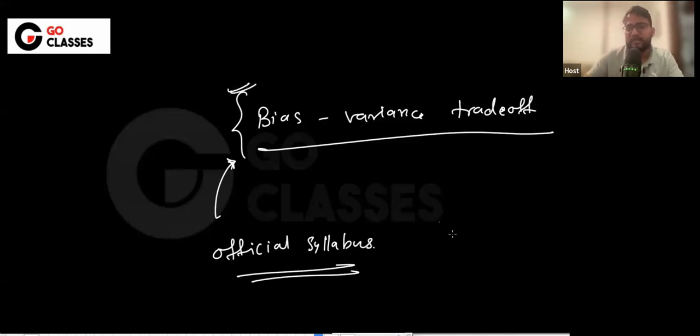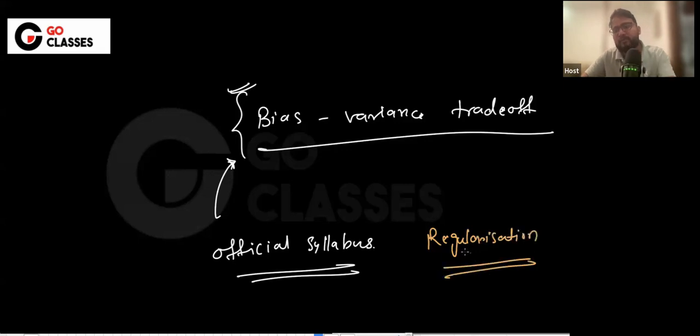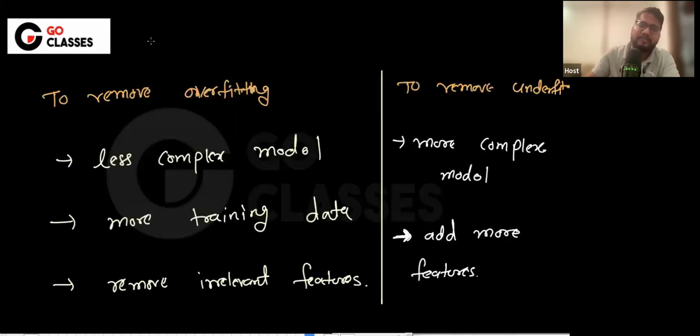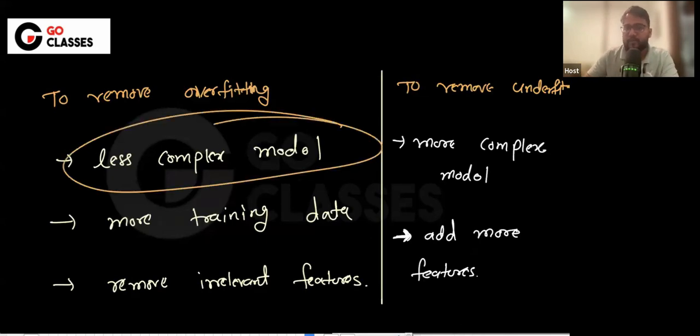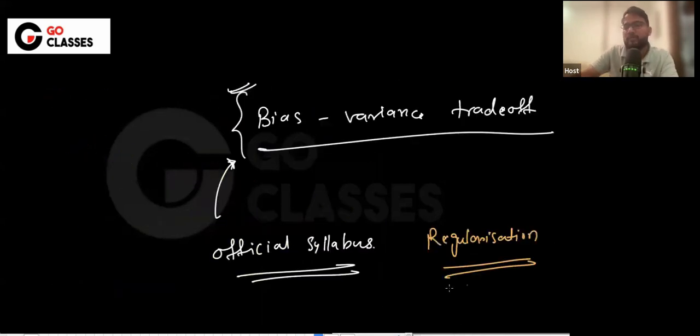First, we will see something called regularization, which actually helps to have a less complex model. So regularization achieves this. We will see how to remove overfitting using regularization as the next lecture. Understood? So regularization is our next topic.